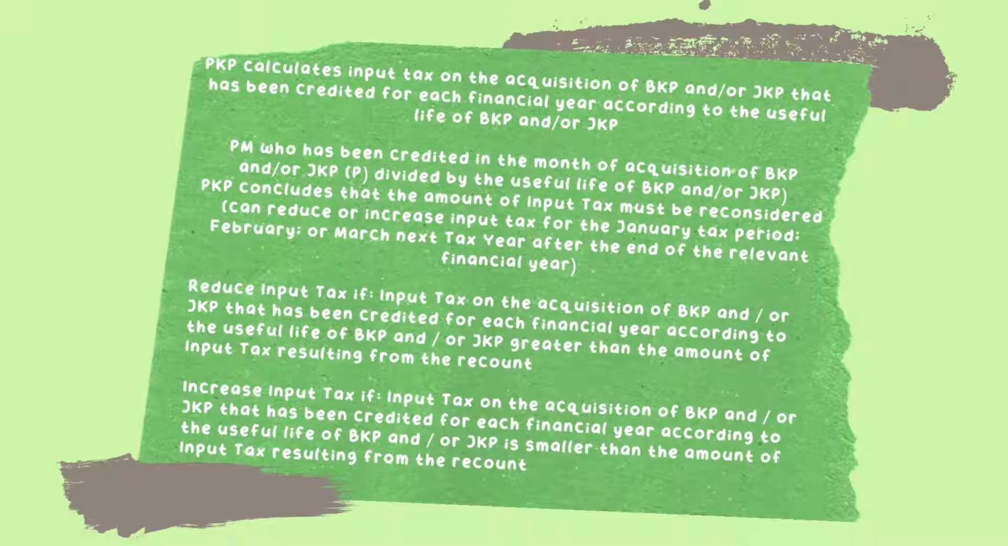Reduce input tax if the input tax on the acquisition of BKP and/or GKP that has been credited for each financial year according to the useful life of BKP and GKP is greater than the amount of input tax resulting from the recount. Increase input tax if the input tax on the acquisition of BKP and/or GKP that has been credited for each financial year according to the useful life of BKP and GKP is smaller than the amount of input tax resulting from the recount.